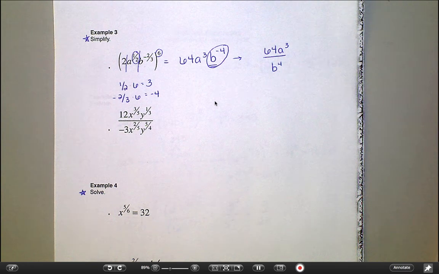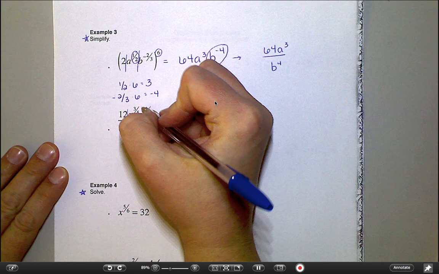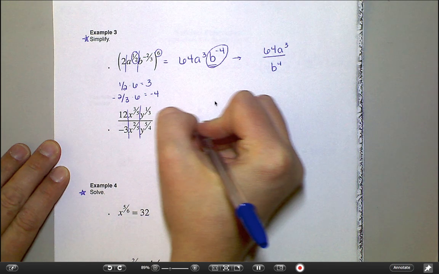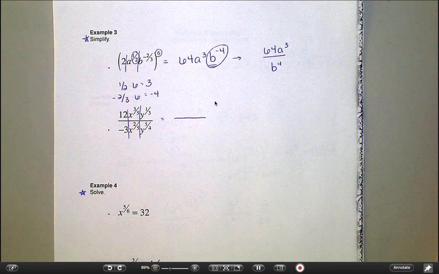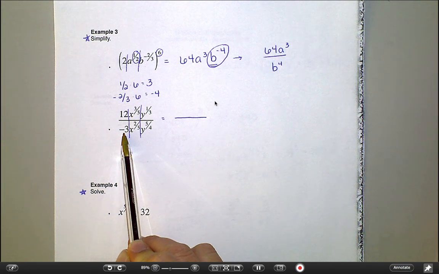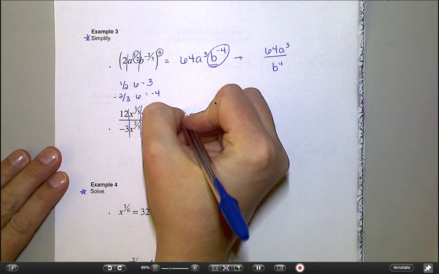Okay? Next one's a division problem, right? So I'm going to split it and split it and split it. I'm going to set up my fraction bar so that I know where things go. Okay, 12 divided by negative 3 makes a negative 4, but that's not a negative exponent, right? That doesn't make a negative exponent. So my negative 4 is still going up on the top.